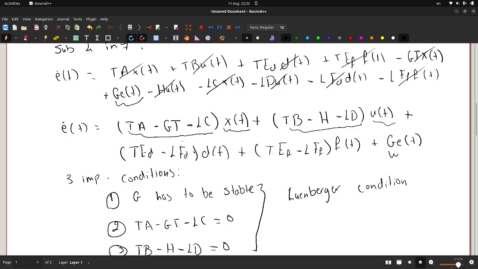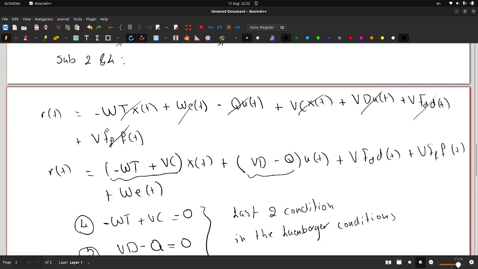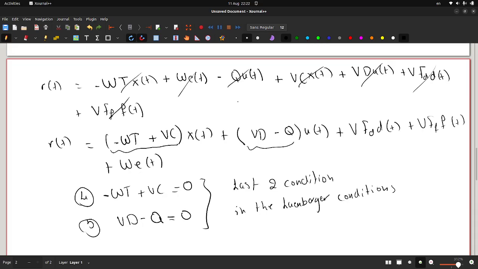These matrices should be equal to 0 to remove the effect of the states, and these to be 0 as well to remove the effects of the input, and the G matrix has to be stable so that the error goes eventually to 0. These are three conditions, and the last two conditions are from the residual dynamics, and we designed it so that these matrices should be 0, and these as well to be 0, and these are the Leuenberger conditions.